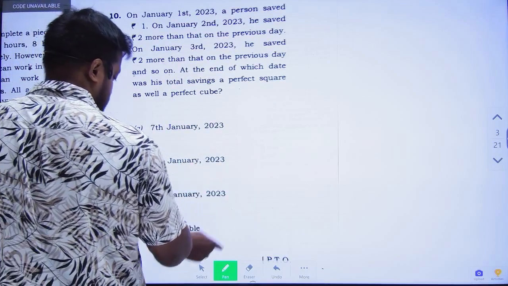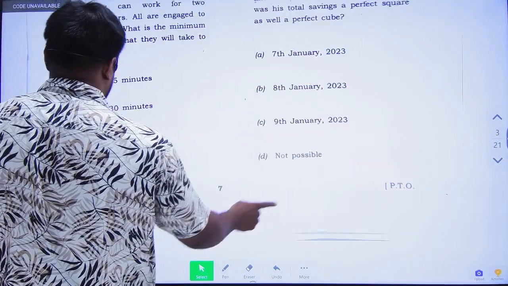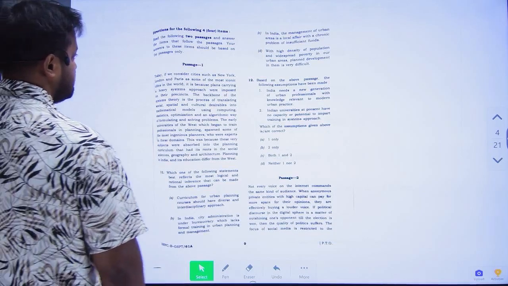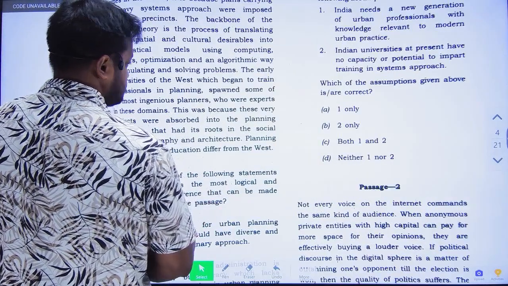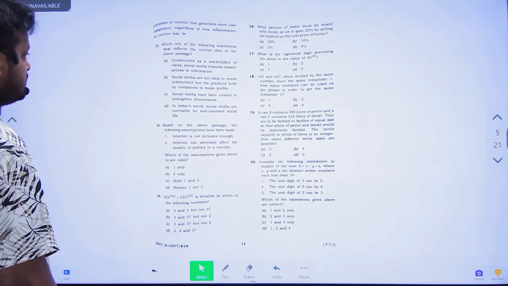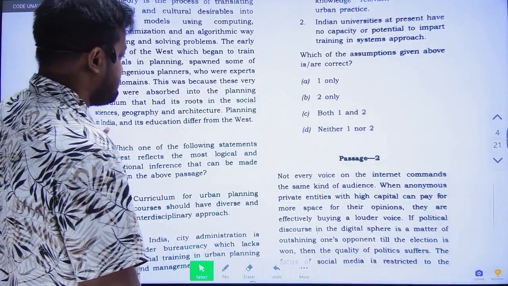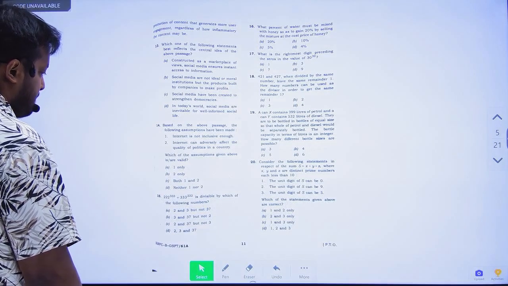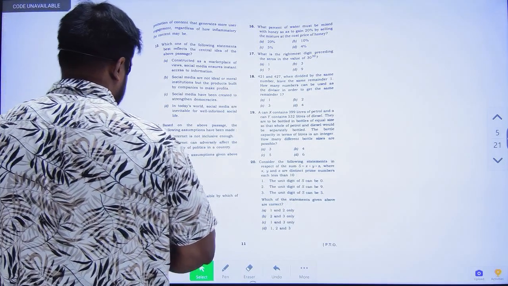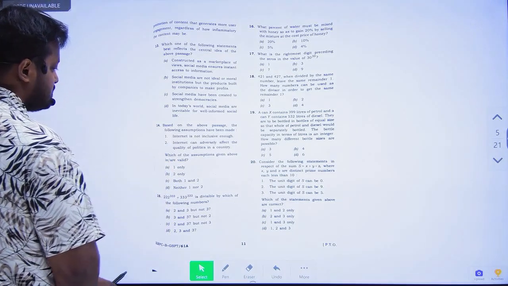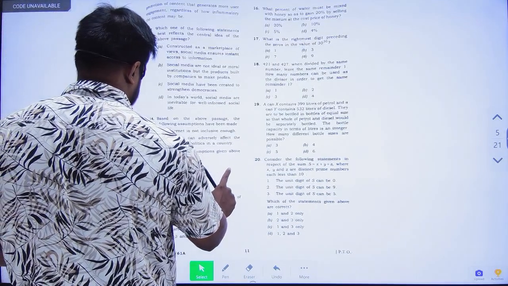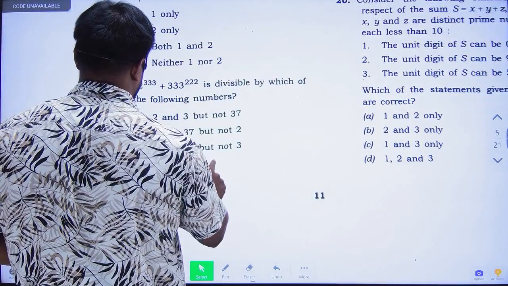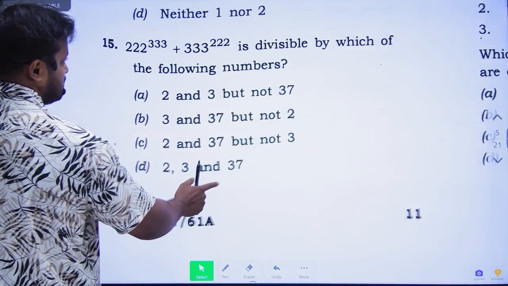Okay, 10, then 11. I'm only doing the aptitude part, aptitude and the reasoning parts. Then question number till 14 it was RC. So this 15 is aptitude based on number system.